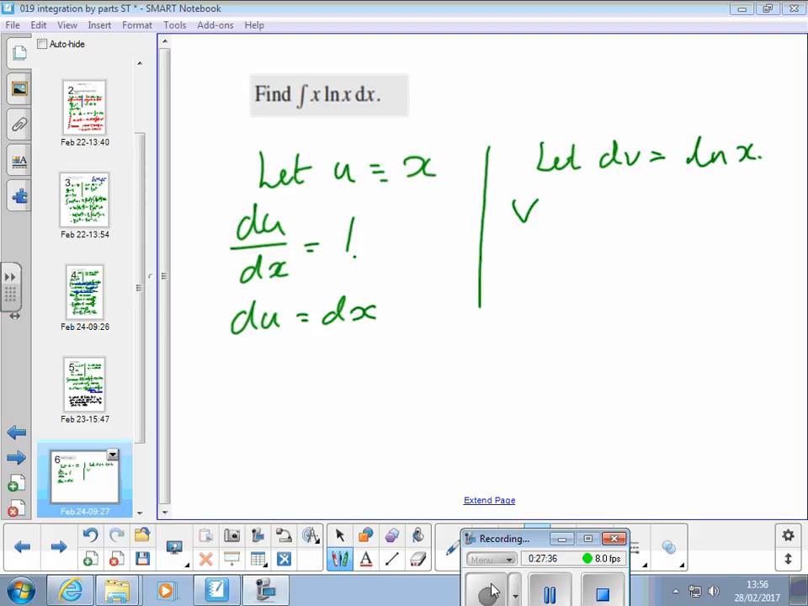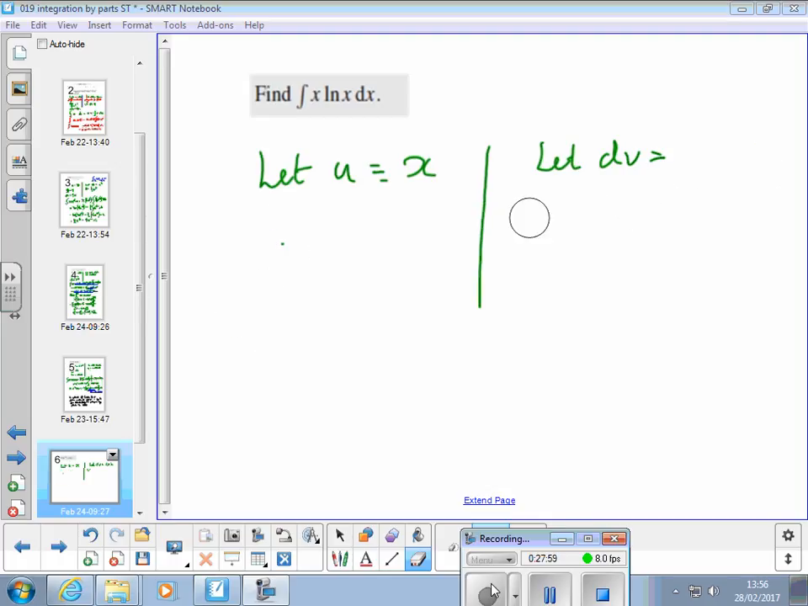No. You can integrate it, and we're going to integrate it in a minute, but that's not in the table, is it? So, what do we need to do? Need to do this, because we've got a differential for ln x, haven't we? So let u equal ln x and let dv equal x. Then du by dx, if we differentiate, is 1 over x.